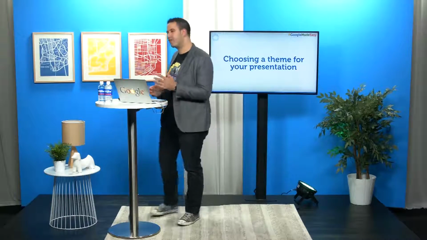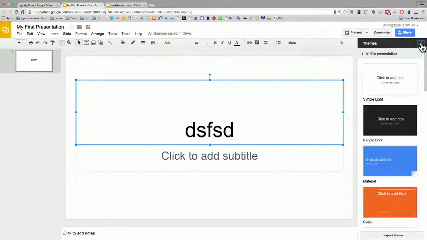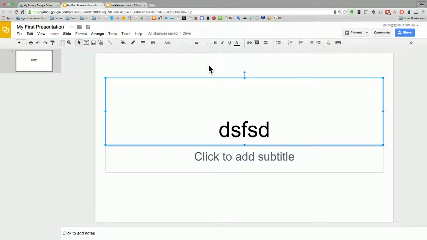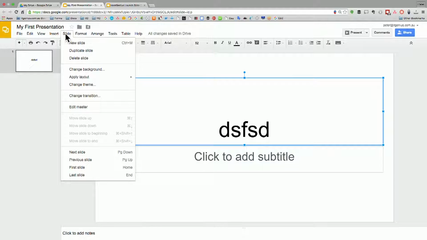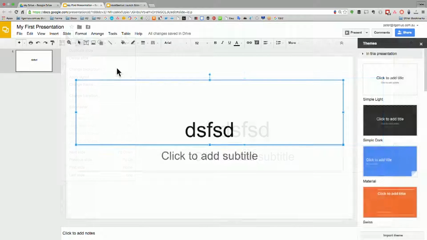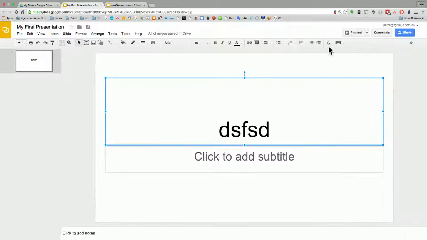So you'll see here that I've already got the themes panel open in my Google Slides, but I want to show you how you can open up the themes panel if it isn't already opened up on your machine. Let's go ahead and close that. You'll see here we've got the tools menu, the arrange menu, the format menu, and the slide menu. So now that I'm back on my presentation, you can see that I've got the themes window open here. I'm going to go ahead and close that.